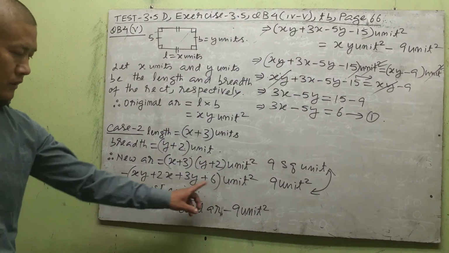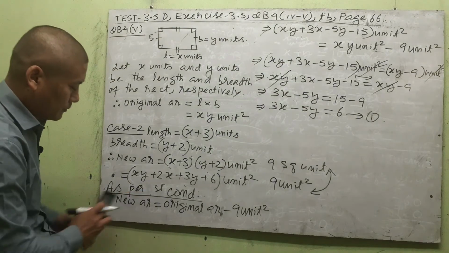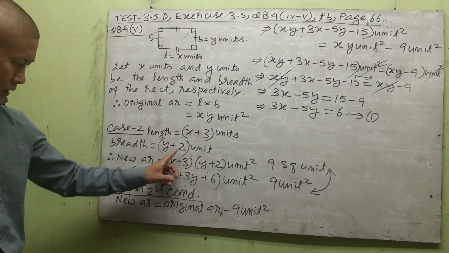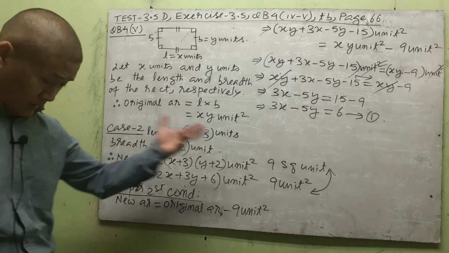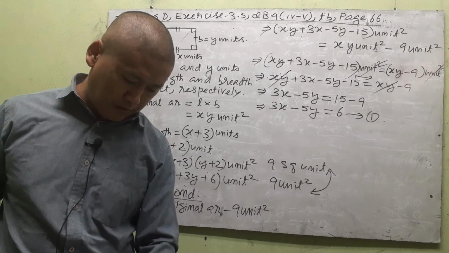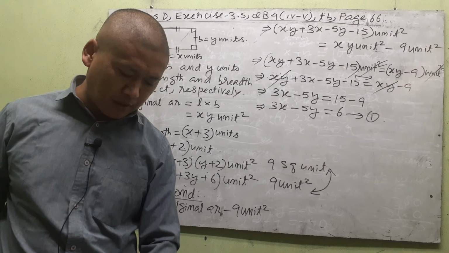Because there are 4 terms, so we need to put bracket. So as per second condition, when we increase the length by 3 units and the breadth by 2 units, this new area increases. Look into the text. The question is saying, if we increase the length by 3 units and the breadth by 2 units, the area increases means plus by 67.